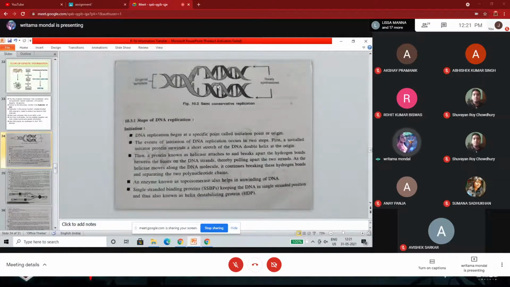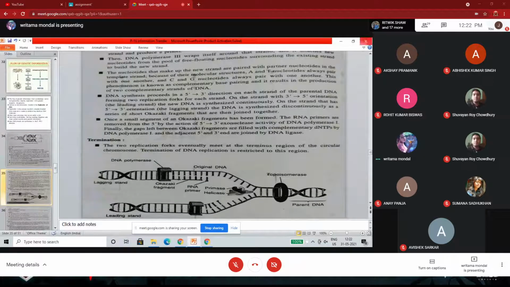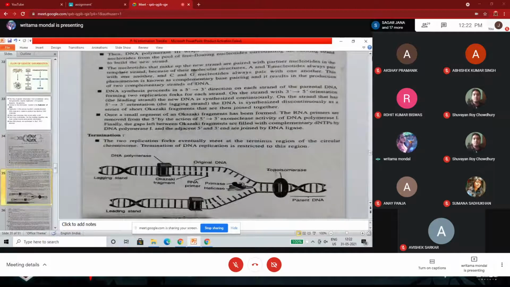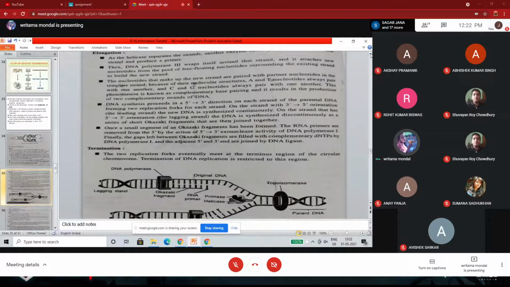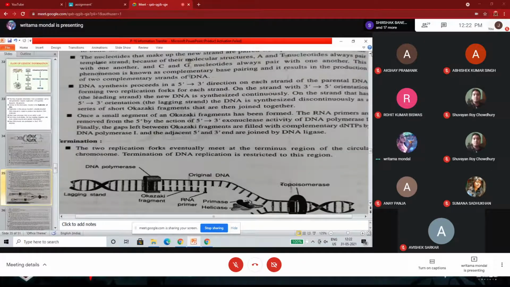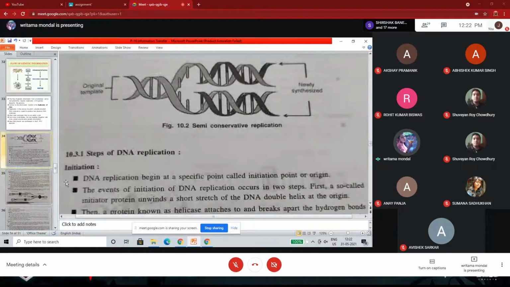See the picture? It is separating. The process of separation occurs. Then in the next step, DNA is already separated. The two strands are already separated. Then what happens? Primase attaches to each strand. So two primases are required. Primase attaches to each strand.